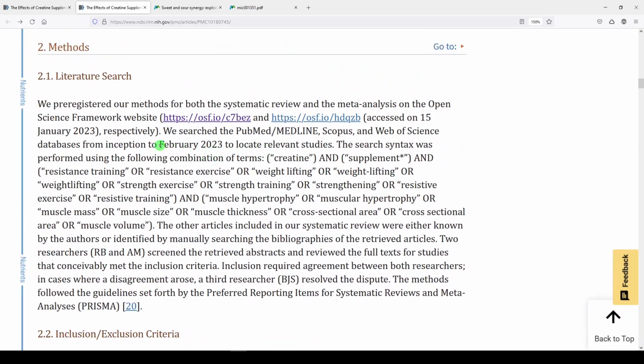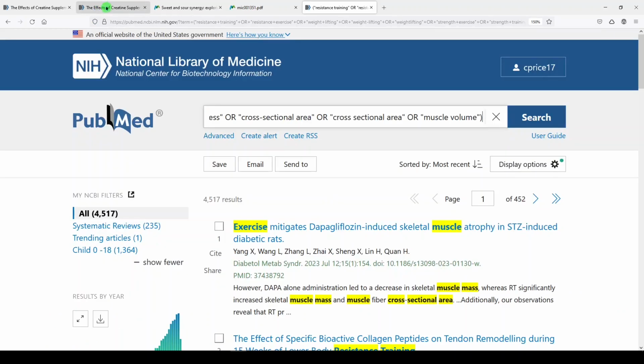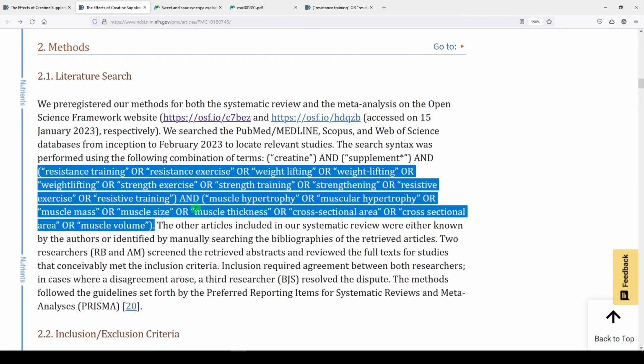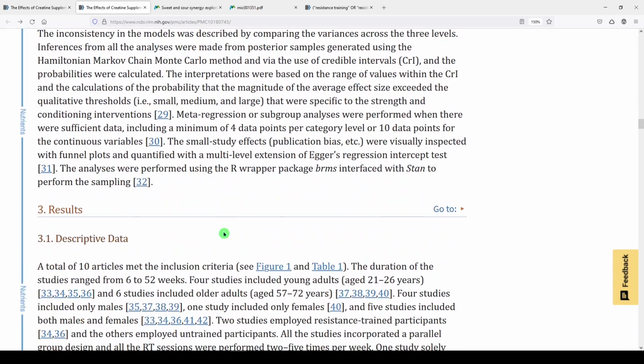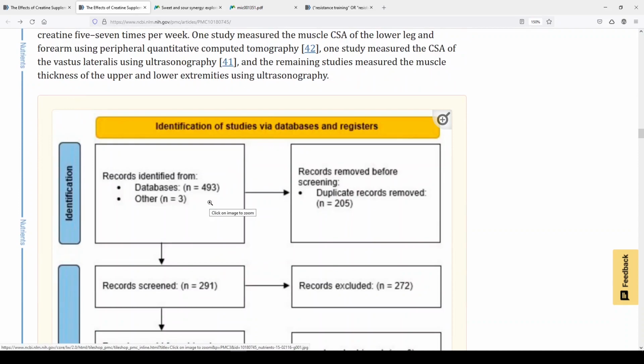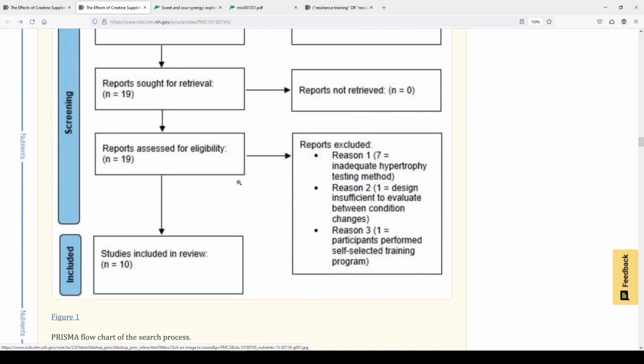I'm happy that they gave us at least a month and a year. I love the search terms. I probably would have looked up some synonyms, added some plurals, but really that's not bad. The other thing I would have loved to have seen here is the number of results by database, and that might be in the Prisma flow diagram. Nope, they just give a total. So we do ask for authors of systematic reviews to note how many results came from each database in the spirit of transparency and reproducibility.